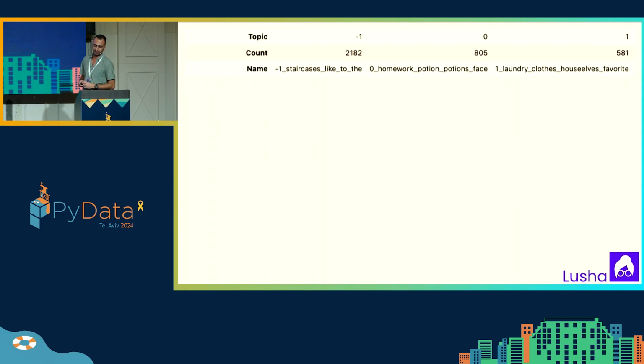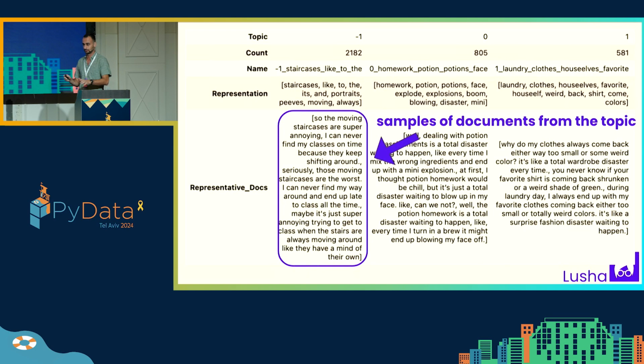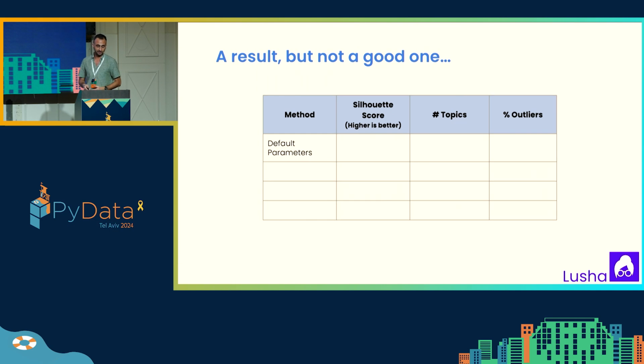So, for example, for topic 0: homework, potions, face. So you might be able to understand or guess what this topic is about. Then a representative list of words about the topic, and the keen-eyed among you will notice that the first four words in each representation also appear in the name. And don't actually try to read it all, but there is a sample of representative documents of that topic. And please keep in mind the fact that it provides these, because it will come into play later. So this is a result of a topic modeling process.